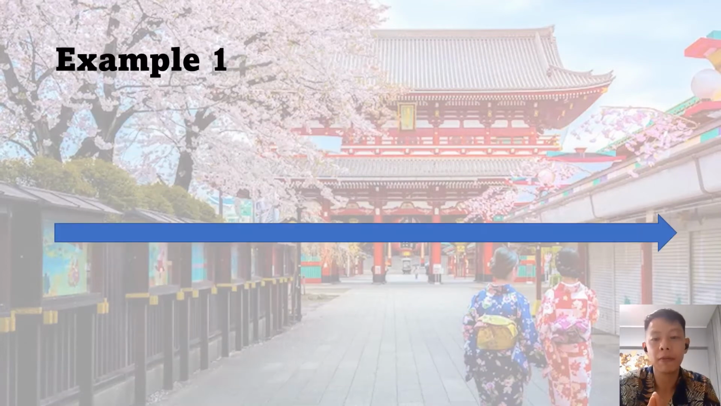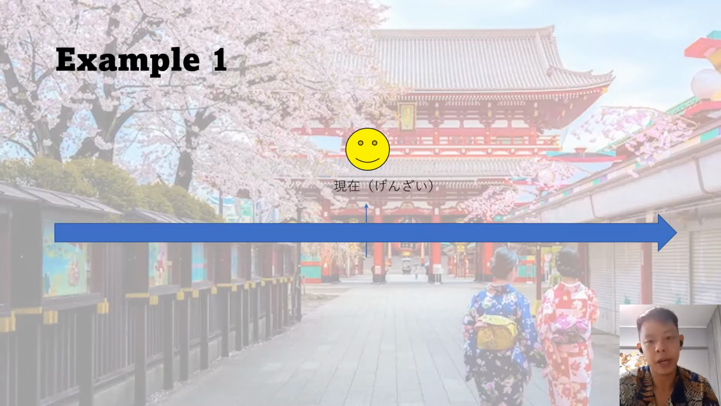So I'm gonna give you a visual example so that you would understand what I mean. Imagine this arrow here is a timeline, and this person here is you. 現在 is the present moment. So this is the present moment right now. And this here is when you got married. Let's say you're already married and you got married 2 years ago. And this point right here is when you got married.